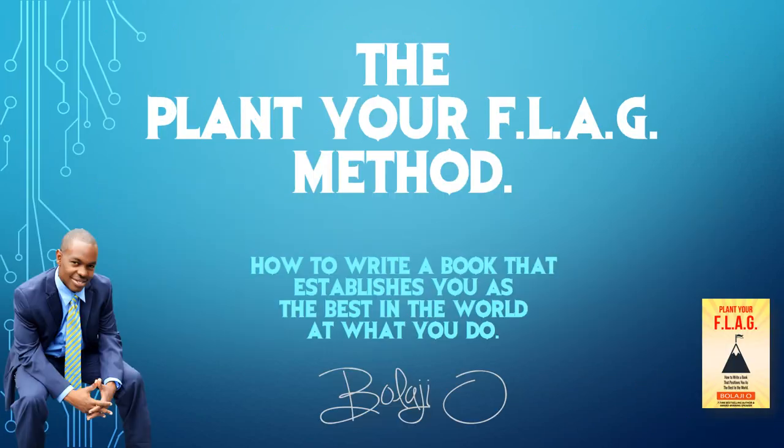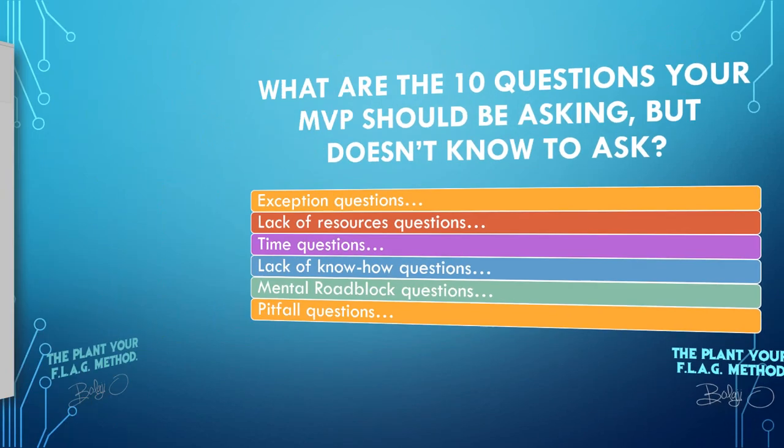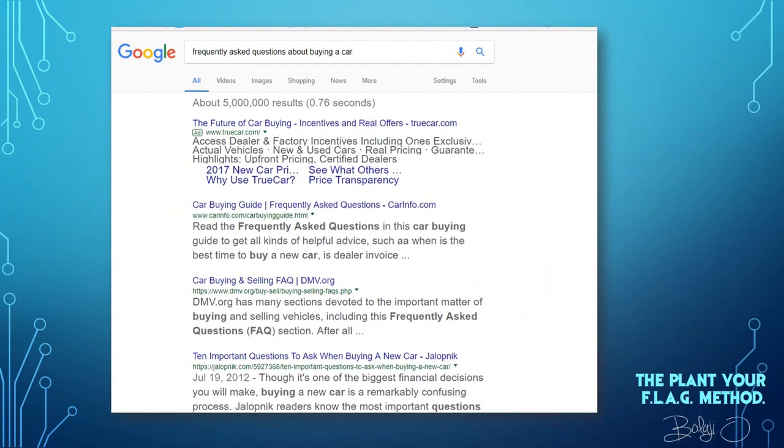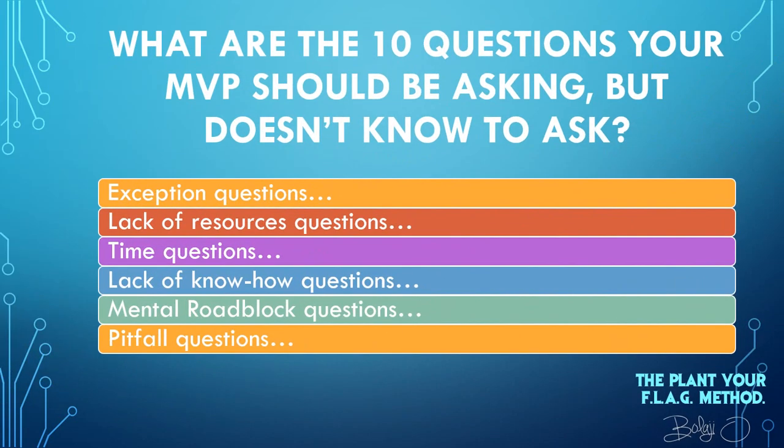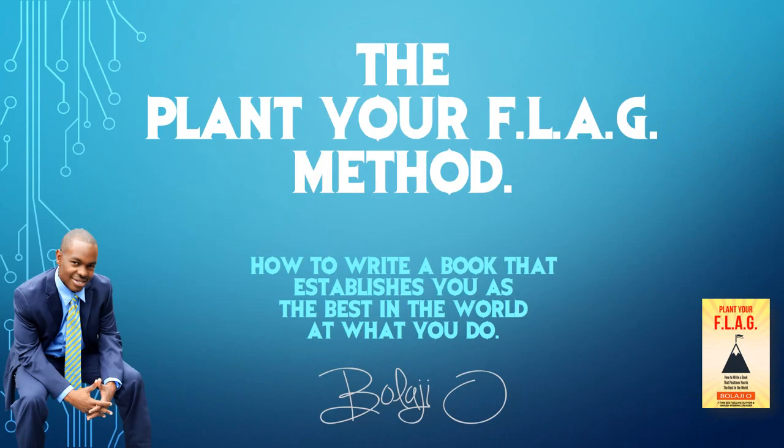So this is another module that is simple, but it's not necessarily easy. Number one, we want you to come up with the 10 frequently asked questions that your MVP will have. And to do that, you can use Google. Find out what FAQs people have already put out there, collate questions, and then answer them in your own words. And secondly, come up with 10 questions that your MVP should be asking, but perhaps doesn't even know to ask.